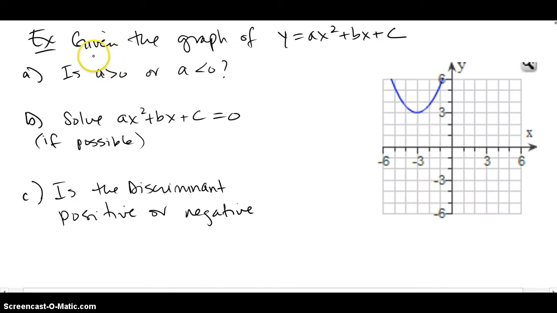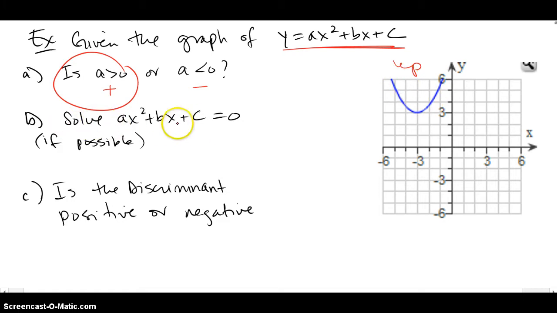Let's look at another example. Given the graph of this parabola, whatever a, b, and c may be, we don't know, here's the parabola. Is a positive or negative? Well, since this thing opens up, a must be positive. That's all we have to answer. a is positive because my parabola opens up.